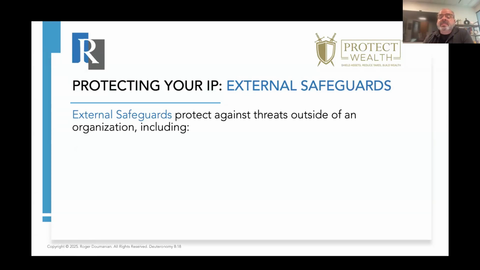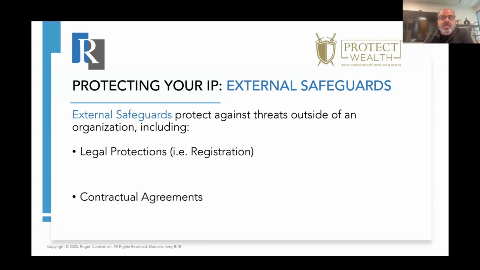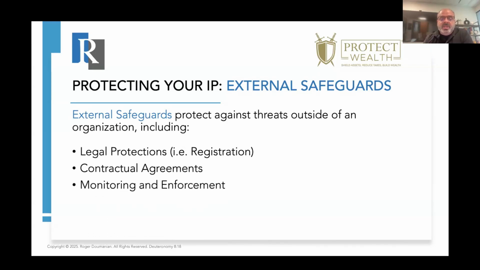How about external safeguards? External safeguards protect against threats outside of an organization. These include legal protections like registration, contractual agreements, as discussed earlier, monitoring and enforcement. Monitoring means you're monitoring if anybody out there is misusing your IP, and there are ways to police those. Law firms have certain software that will take your trademark, let's say, and monitor it. And if it shows up online in a manner that's not in line with what you've licensed, we'll notify you and we'll send cease and desist letters and go after those. So you want to monitor and enforce.